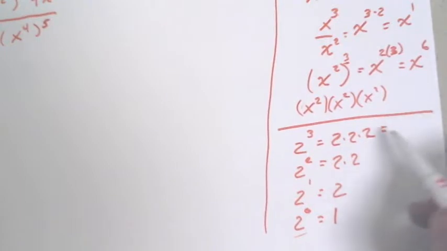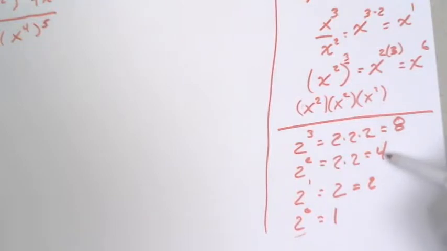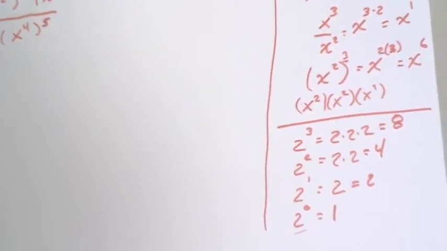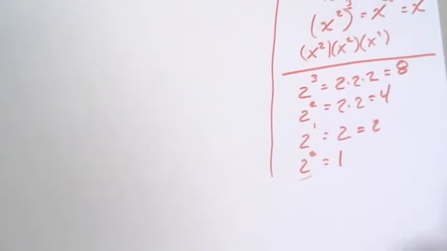Also, if you look at this pattern, 2 to the third is 8. 2 squared is 4. 2 to the first is, well, just 2. But half of 8 is 4. Half of 4 is 2. Half of that 2 gets us down to a 1. So if we follow the pattern, this should really be a 1. There are other reasons. Your book talks about some of them, but always keep in mind that 2 to the 0 is 1.